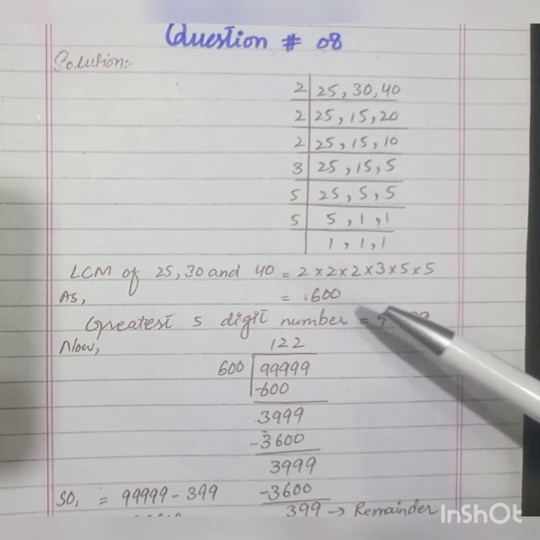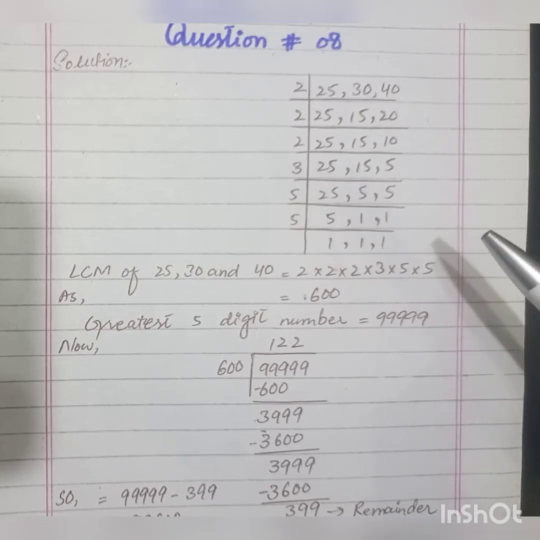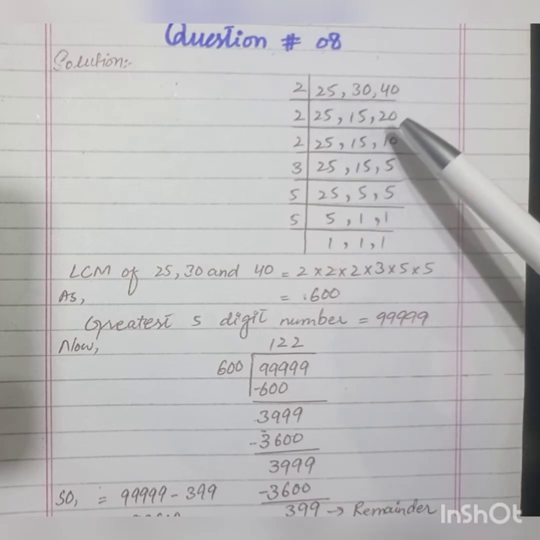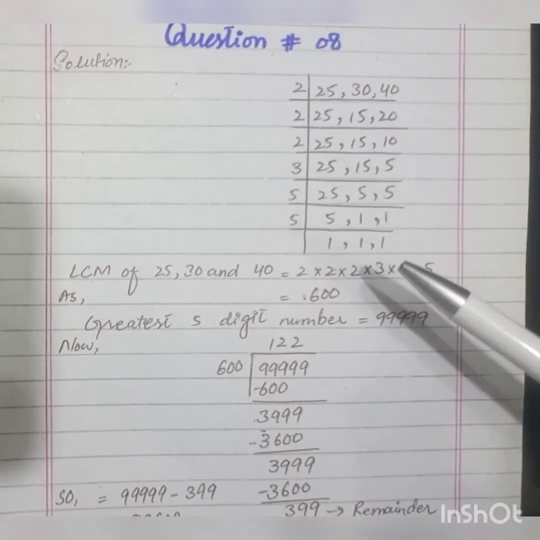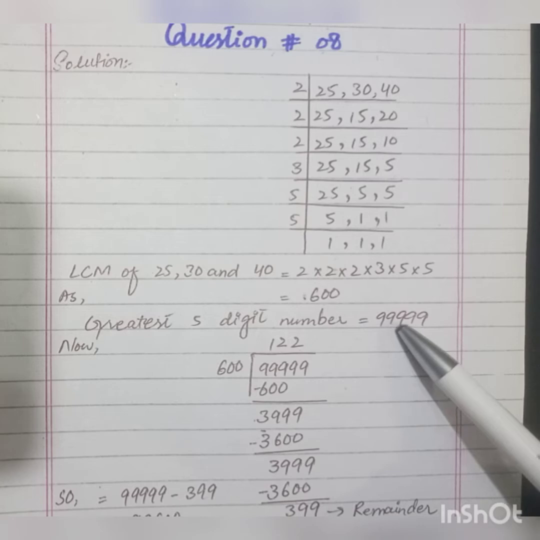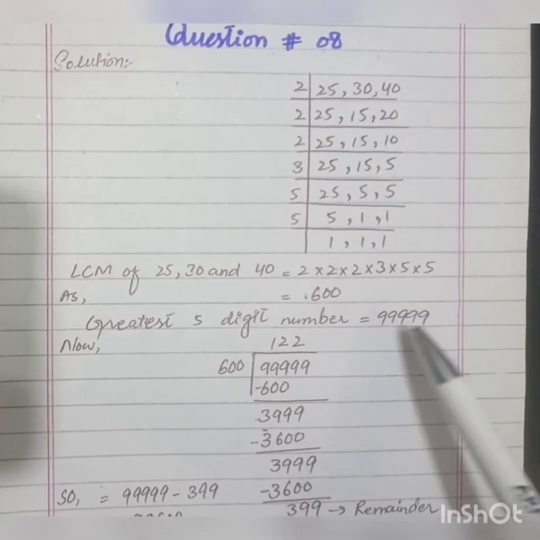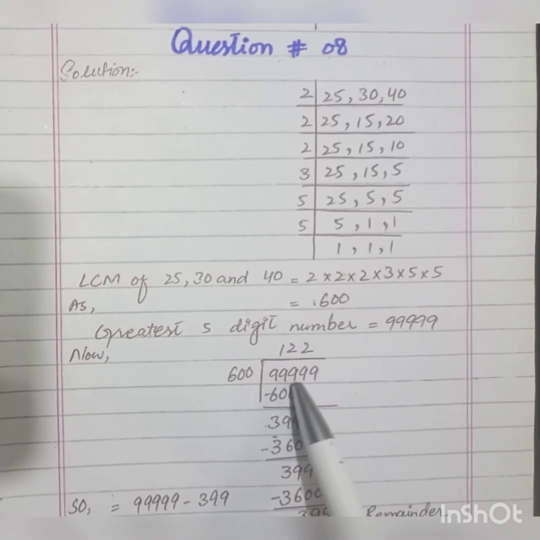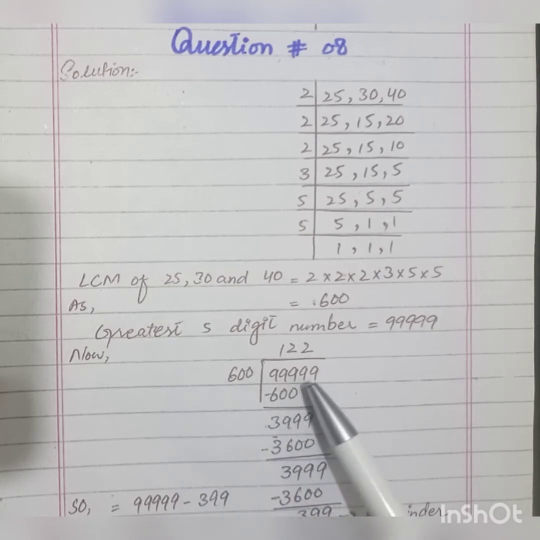Students, the greatest 5-digit number is 99,999. But we have to find the greatest 5-digit number which is divisible by 25, 30 and 40 and leaves the remainder 20, 25 and 35 respectively. So students, you can see that if the greatest number is divisible by 25, 30 and 40, then this number should also be divisible by their LCM, that is 600. So let's divide it. 99,999 is the dividend and 600 is the divisor. So 600 ones are 600. First we will take these 3 values.